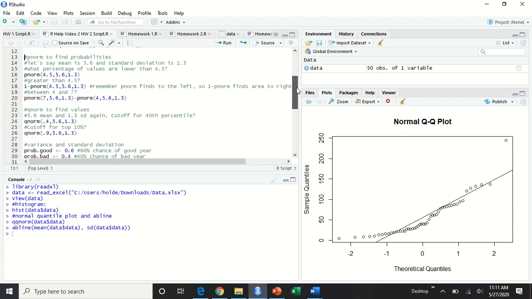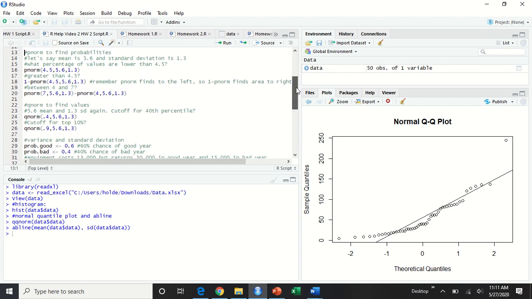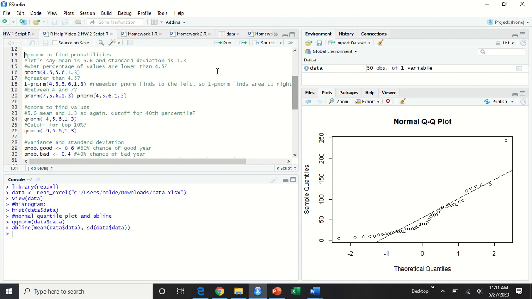Next, we'll talk about pnorm. We use pnorm to find probabilities. Let's cover an example to try to clarify. Let's say we have a normal distribution, the mean is 5.6, and the standard deviation is 1.3. What percentage of values are lower than 4.5?